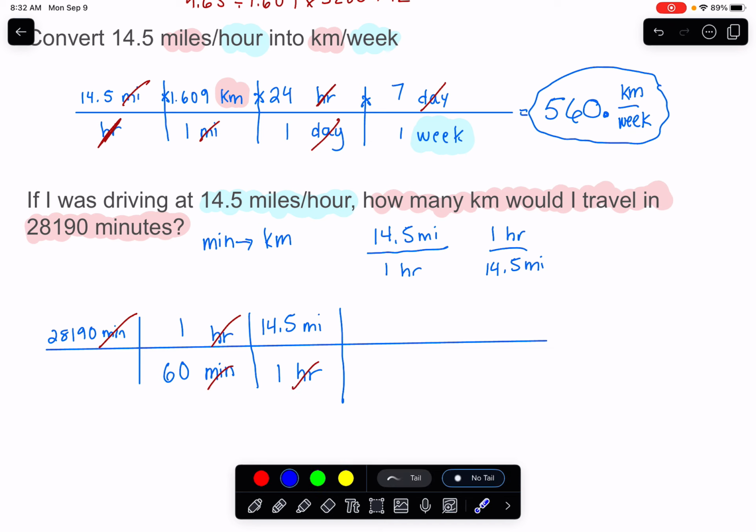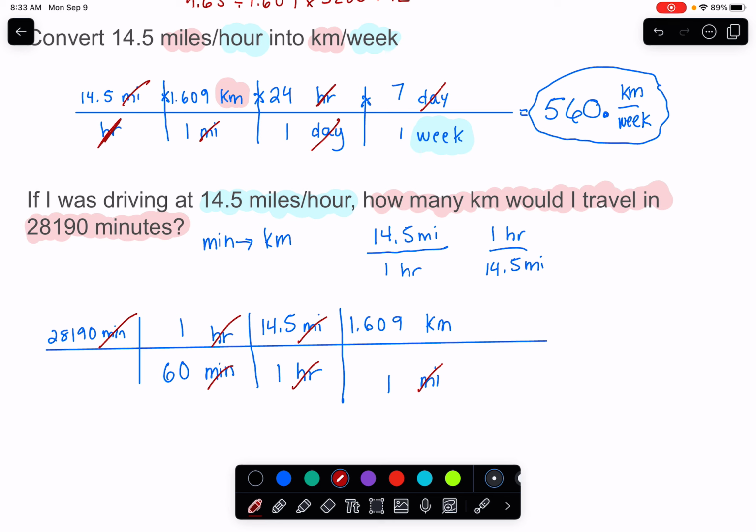So you can see here, the units cancel out. So minutes cancels out here, hours cancels out here, and we're left with miles so far. So to change miles to kilometers, it's just going to be one more step. Miles down on the bottom, kilometers on the top. 1 mile is 1.609 kilometers. And that would be the setup for the problem. So it'd be 28,190 divided by 60 times 14.5 times 1.609.